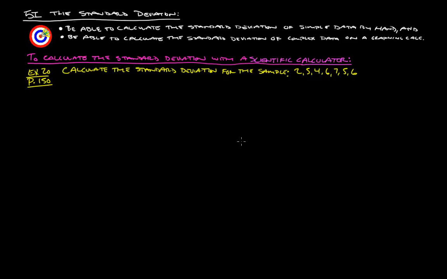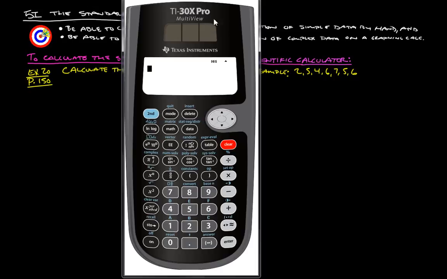I'm going to take you through how to do the standard deviation on a scientific calculator instead of the graphing calculator. All right, so example 20 from page 150 has this calculating standard deviation for this sample of numbers here. Okay, so what you want to do, get your scientific calculator, and we're going to enter this data.